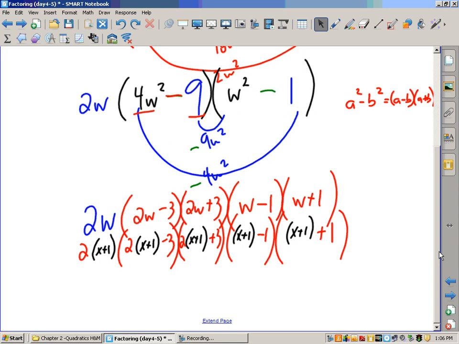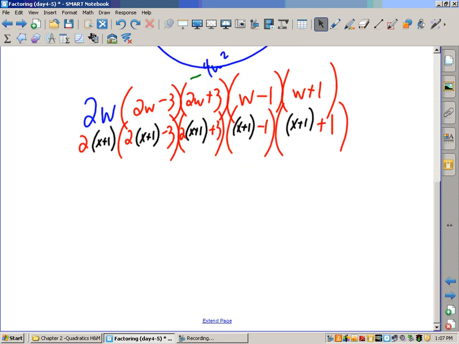Okay. Why am I not done? Thought I was all done. Because I need to simplify, right? Okay, so this part right out here, I'm fine if you leave that as 2 times x plus 1. But when I'm done, I'm going to have 5 factors here. I want to see them all.